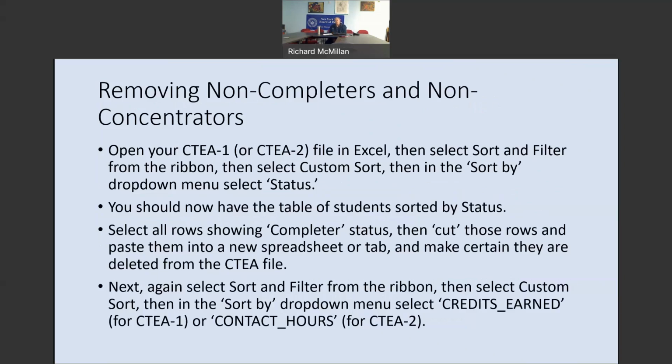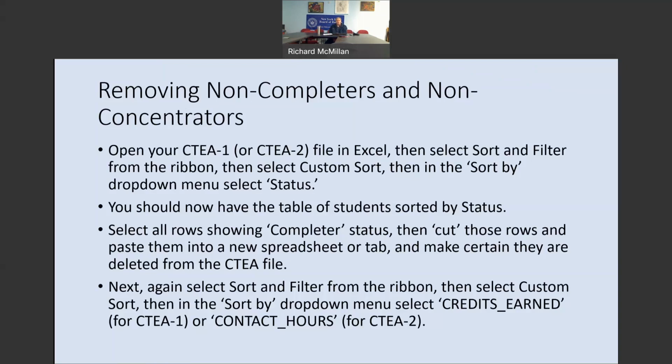Removing non-completers and non-concentrators. Open your CTEA 1 or CTEA 2 file in Excel. Then select Sort and Filter from the ribbon. Then select Custom Sort. Then in the Sort By drop-down menu, select Status. You should now press OK, and you should now have the table of students sorted by status. Select all rows showing completer status, then cut those rows and paste them into a new spreadsheet or tab, and make certain they are deleted from the CTEA file you're working with.